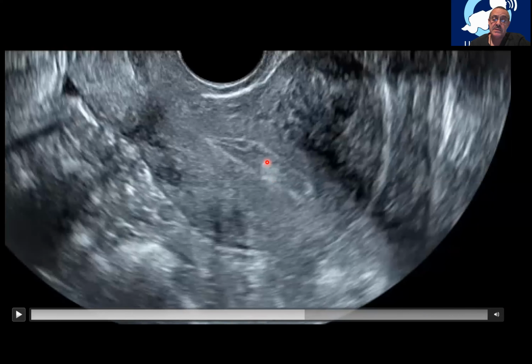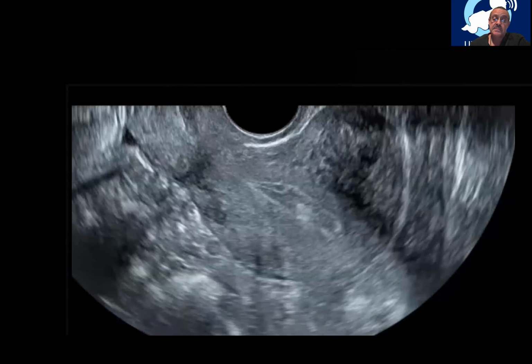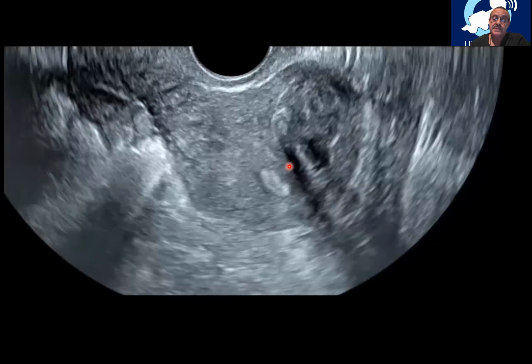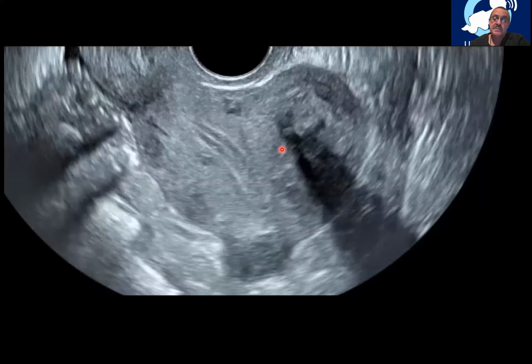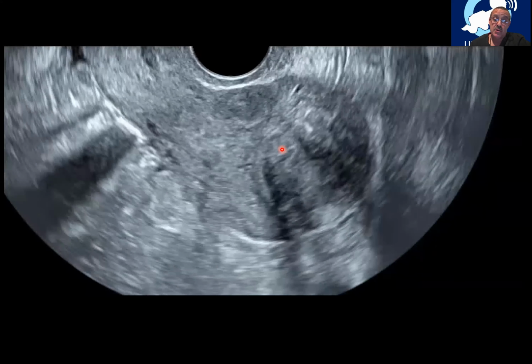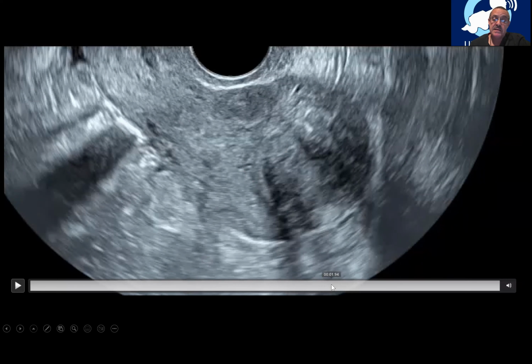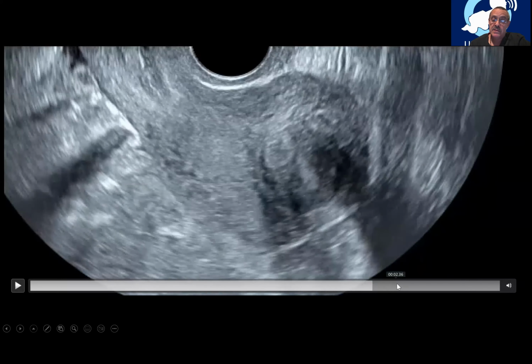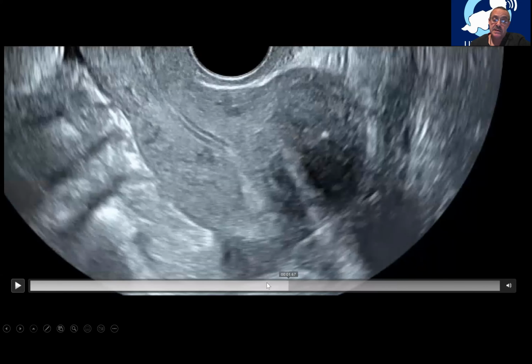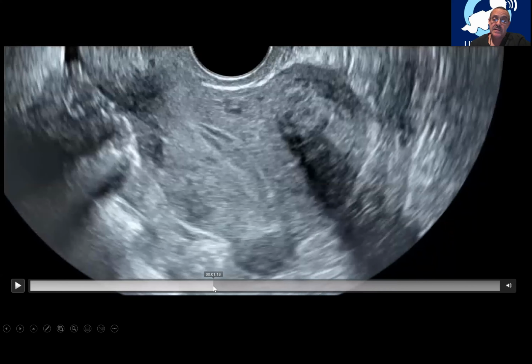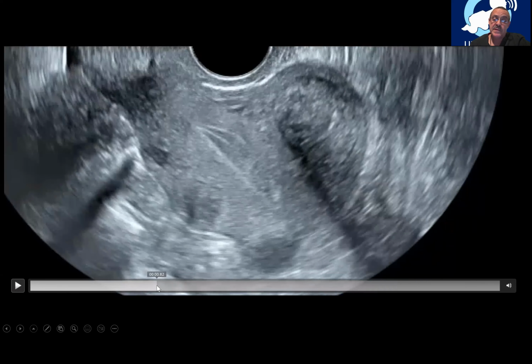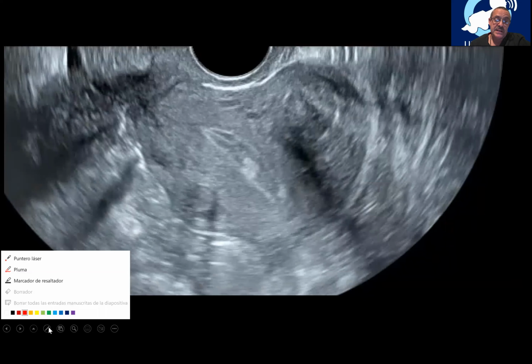See this white, bright dude here? That's not normal. Again, endometrium, fibroids. Now I bet you saw the white thing. Let's repeat that. Could we spot it? Yes, here it is.